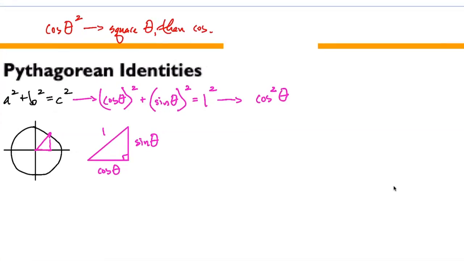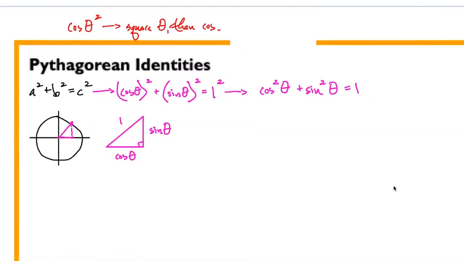We could do the same thing with sine. So instead of writing sine theta squared, we'll write it sine squared theta. And we all know that 1 squared is just 1. Okay? So this, my friends, is our first Pythagorean identity. Cosine squared plus sine squared equals 1. Okay?